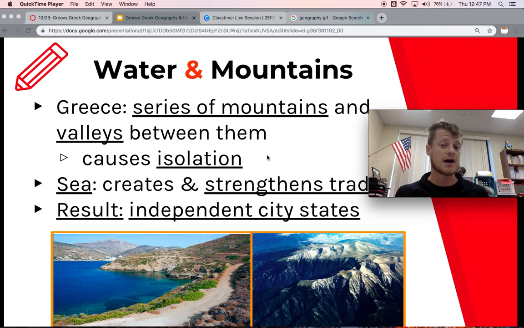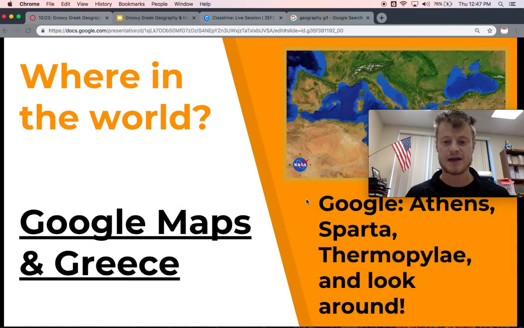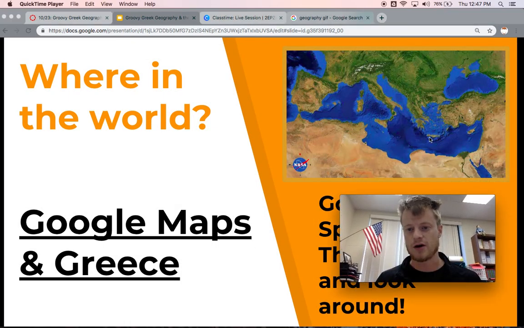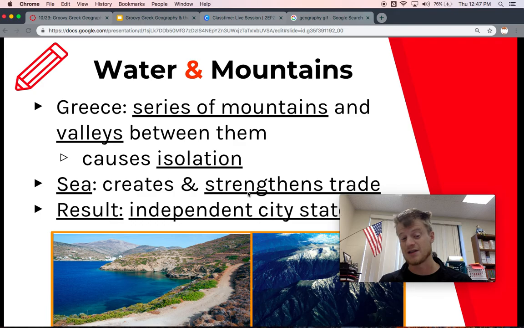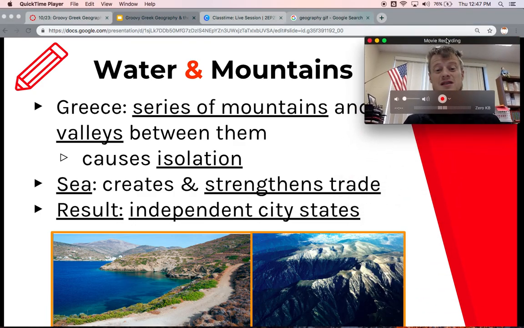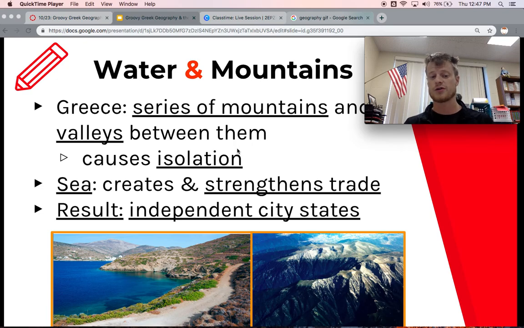However, at the same time, Greece is surrounded by the Aegean Sea. If we go back here, we can actually see that. It is right here, all around Greece. It's part of the Mediterranean, and while the people are being isolated, the sea actually links many of these city-states together. So they trade with each other. They eventually develop the idea of a common Greek heritage and culture, but at the end of the day we still have independent Greek city-states that are able, because of the sea, to trade with each other.